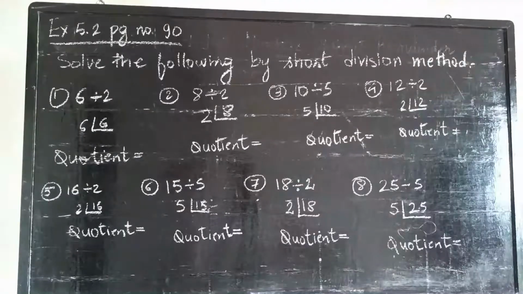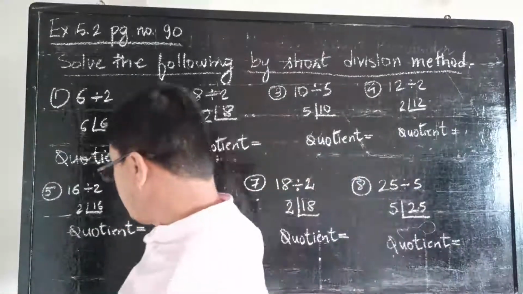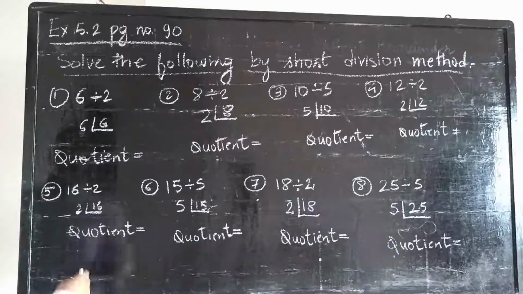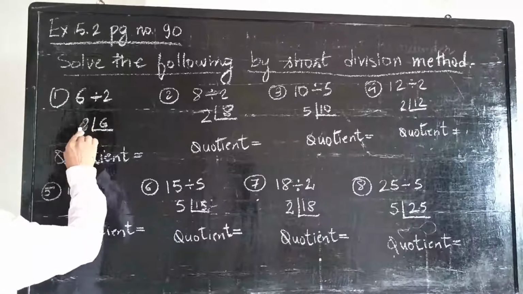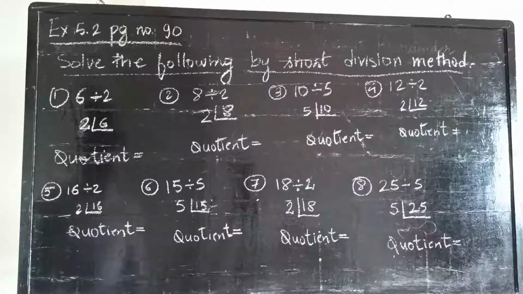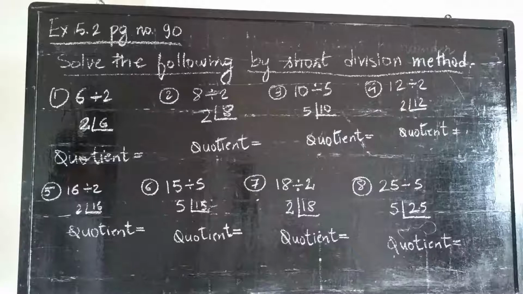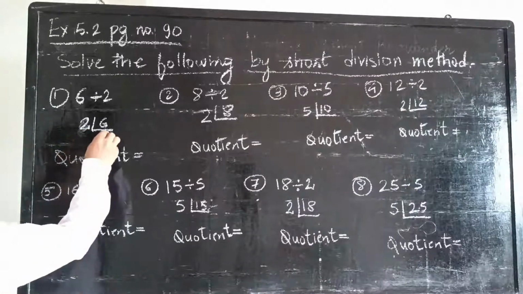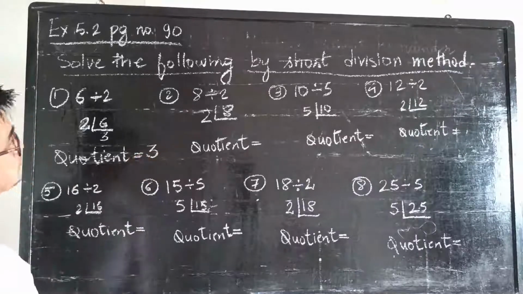Now we'll solve exercise 5.2 on page number 91. Solve the following by the short division method. Number 1: 6 divided by 2. 6 is the dividend and 2 is the divisor. 2 ones are 2, 2 twos are 4, 2 threes are 6. 3 is the quotient.